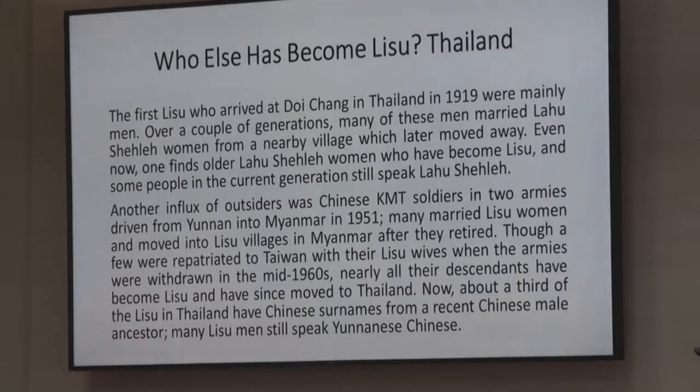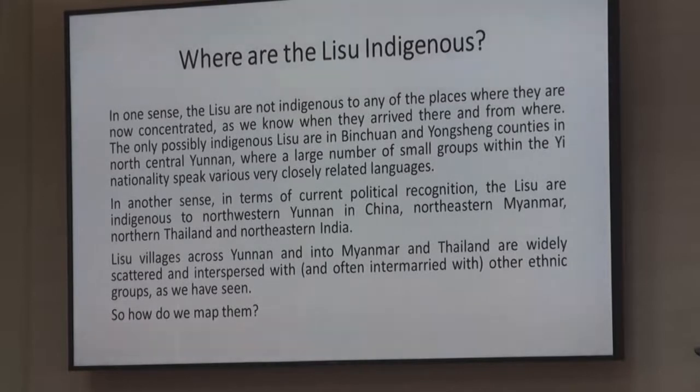So this, next slide please, raises the issue of where the Lisu are indigenous. They're not indigenous historically in any of the places where they now live, even though they are politically recognized as being indigenous to all of those areas. They're also widely scattered and intermarried with other ethnic groups. So is a Lisu village that has 40% Lahu women or 40% Chinese men a Lisu village? Well, how do we map them? Do we map them as Lisu? Okay, next slide, please.